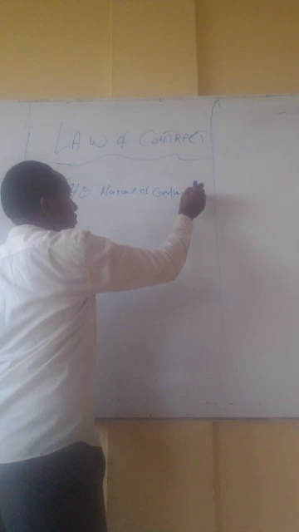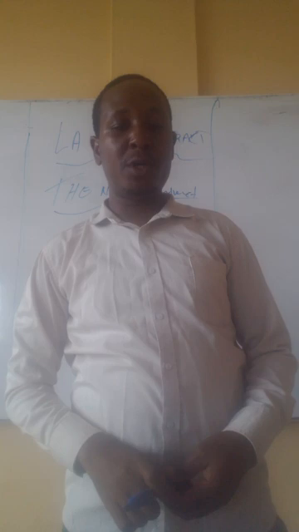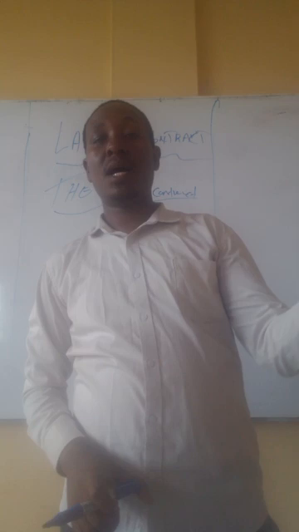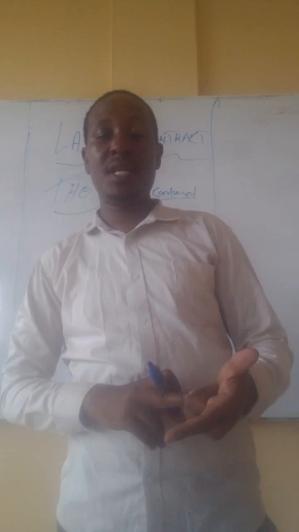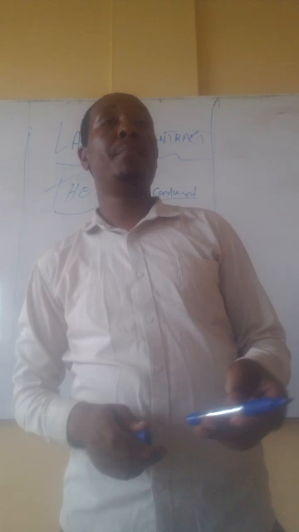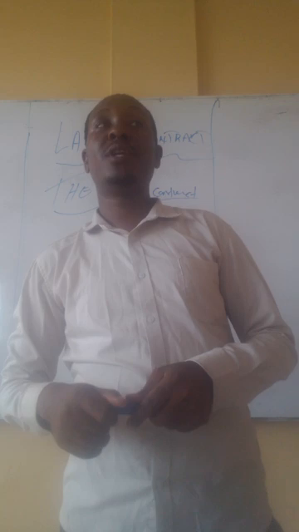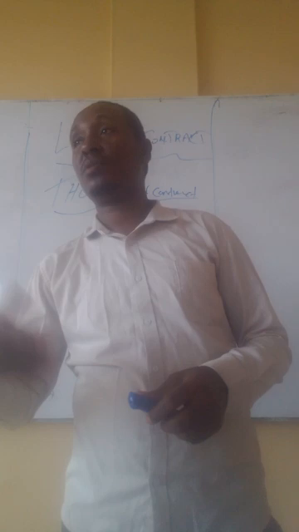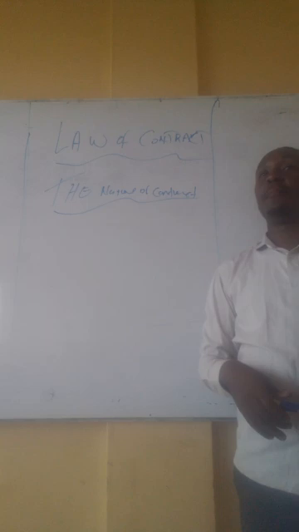A contract is an agreement or a promise which is legally binding or enforceable by law. A good example is a marriage contract. Another good example is a sales contract, when you're selling goods from one person to another. Another good example is an employment contract, and so forth.